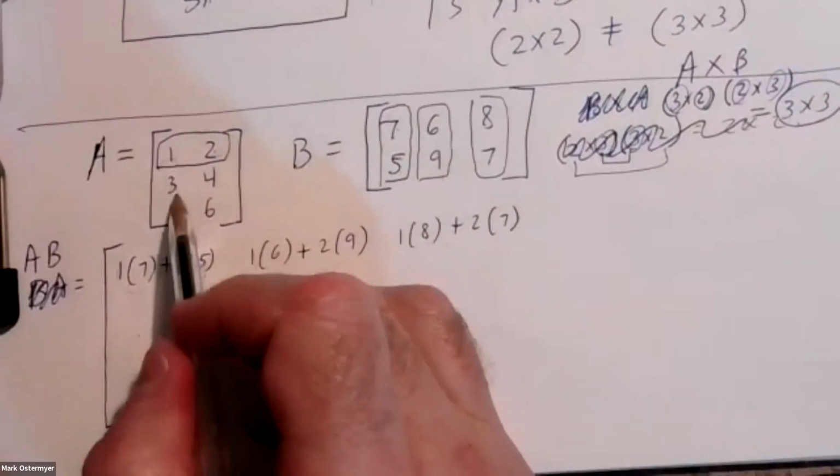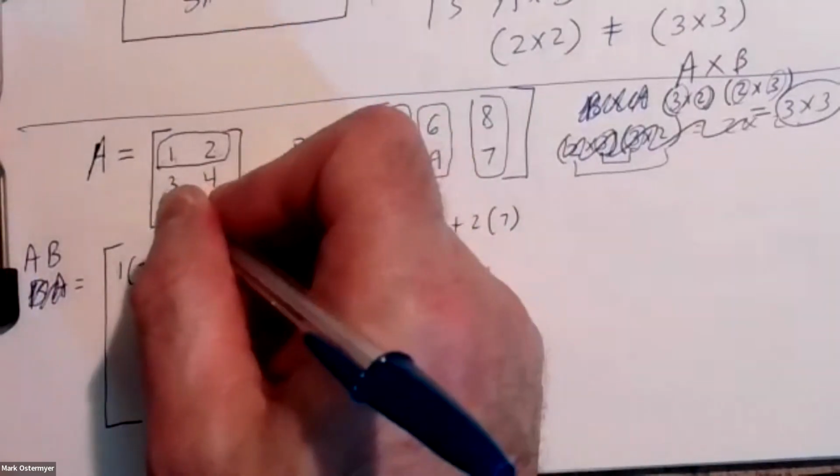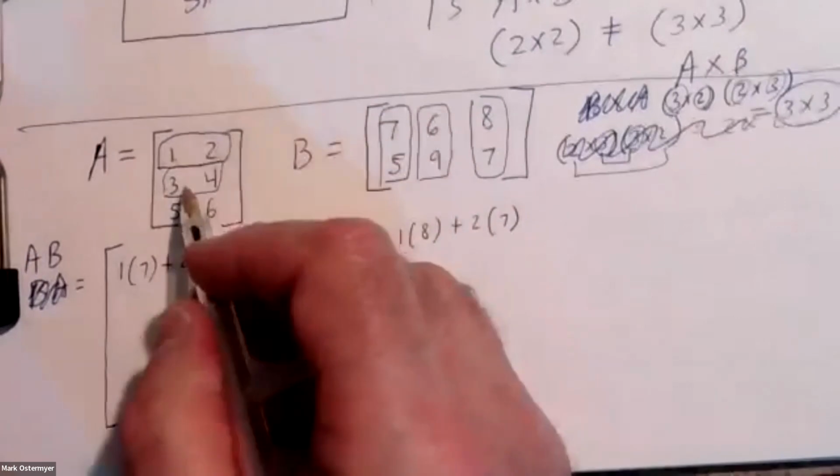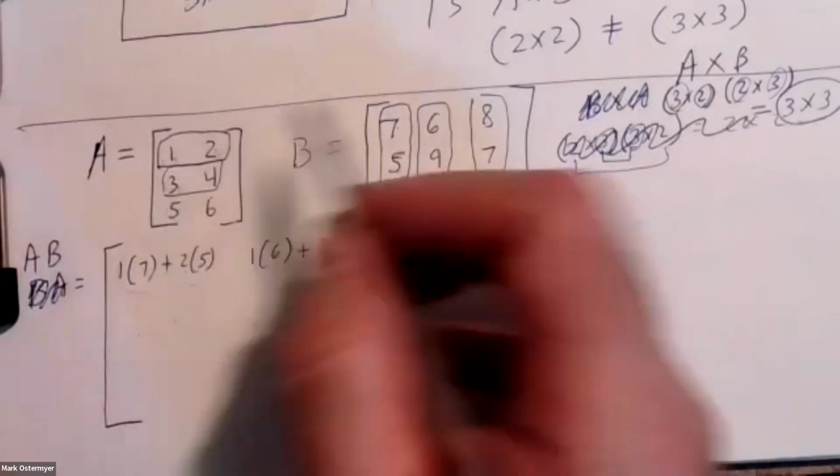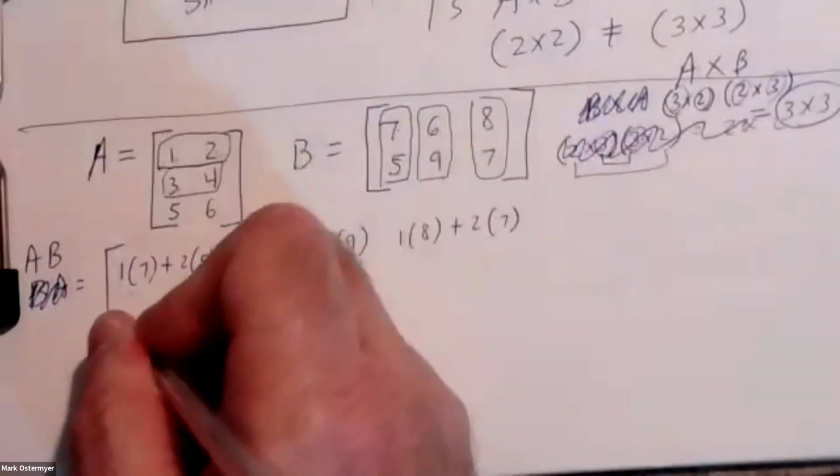Done with row 1, move down to row 2. Now the 2,1 entry of my product matrix is found by taking row 2 of matrix A and multiplying it by column 1 of matrix B. That is to say 3 times 7 plus 4 times 5.